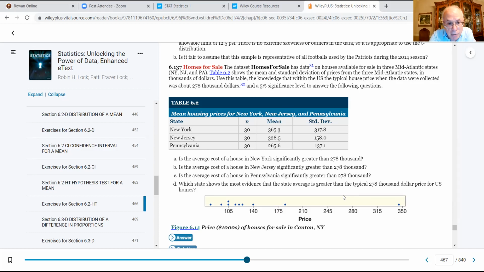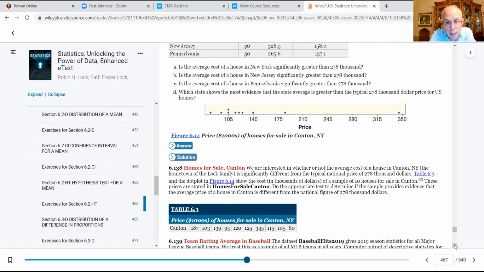Question D is, which state shows the most evidence that the state average is greater than 278,000? The one that shows the most evidence would have the lowest p-value. That would be the answer to D. So calculate your p-values. The one that has the lowest p-value of those 3 states would be the one that you would answer for part D. So you're going to try that one on your own. It's a good example to try on your own. And it is a right tail test for each one of those.